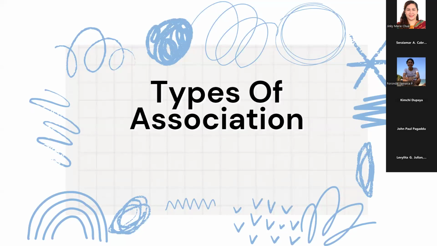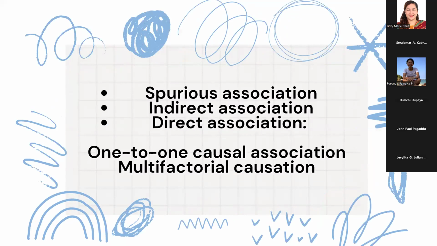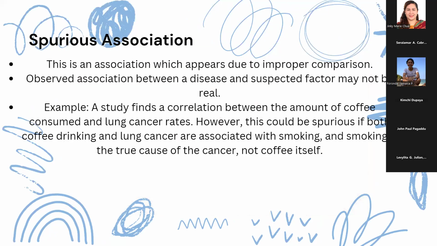So, yung i-discuss natin naman ngayon po is yung types of association. So, meron po tayong spurious association, indirect, direct, at direct association. So, under direct association po, meron po tayong one-to-one causal association at multifactorial causation. So sa spurious association po, this is an association which appears due to improper comparison.